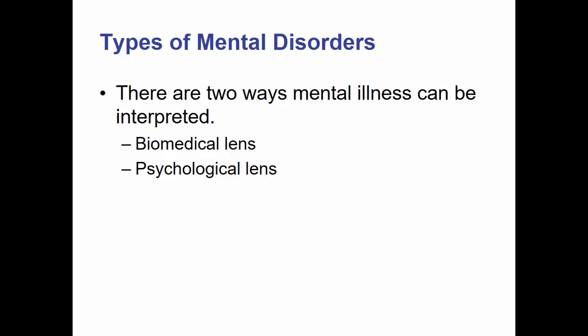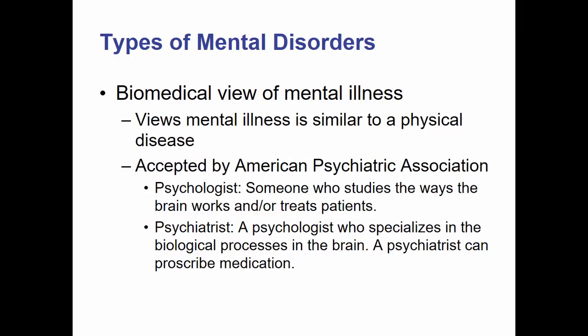There are many types of mental disorders, and there are two general ways to perceive them. First, we can use the biomedical lens, which looks at how the chemicals work in the brain itself, or we could use the psychological lens, which deals more with how people think, looking past those actual chemical processes. The biomedical view of mental illness views it as similar to physical disease, and this outlook is accepted by the American Psychiatric Association.